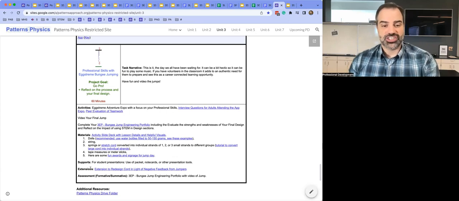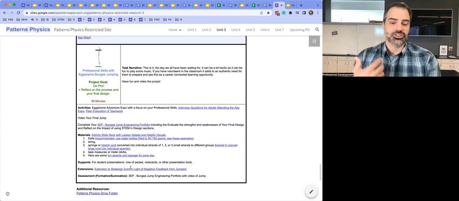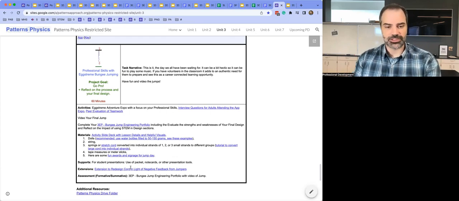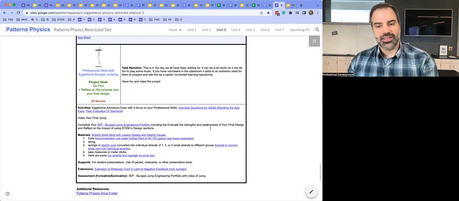If you do have extensions, it extends into a second day, and some groups need an extension. Here's a redesign because there are too many ankle injuries that front loads some ideas that are coming next unit with impulse and momentum. And then that completes our arc.